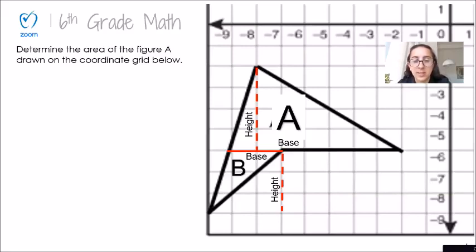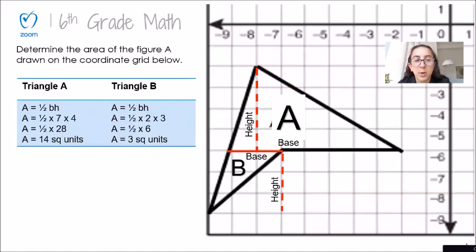Now that I've labeled where each of these is, I can count on my grid how long each base and height is. Then I can substitute into my formula to find the area of each of these triangles. Go ahead, pause the video, take 1 minute to find the area of triangle A and triangle B. Check your work with mine. I got 14 square units for triangle A and 3 square units for triangle B. If you answered 28 and 6, you forgot to multiply by 1/2. Remember, anytime we're finding the area of a triangle, we need to multiply 1/2 times base times height.